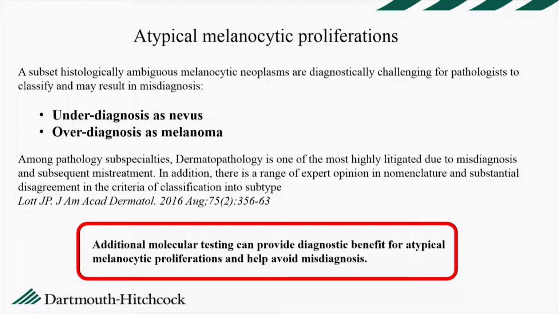And I guess it's worthy of me to especially point out that amongst pathology subspecialties, dermatopathology is one of the most highly litigated due to misdiagnosis and subsequent mistreatment. And in addition, there is also a range of expert opinion in nomenclature and substantial disagreement in the criteria of classification into subtype. So it's our belief that additional molecular testing can provide diagnostic benefit for atypical melanocytic proliferations and hopefully help avoid misdiagnoses.